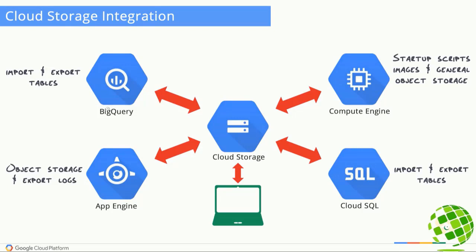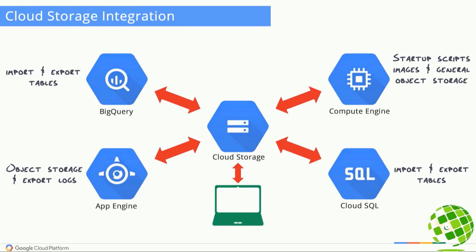You'll see it used from BigQuery to import and export tables. Again, Cloud Storage is a great staging area before you ingest that data into BigQuery for analysis. You'll see it used from App Engine to store objects and export logs, from Compute Engine to store startup scripts, and again, general object storage. And you also see it used from Cloud SQL to import and export tables.